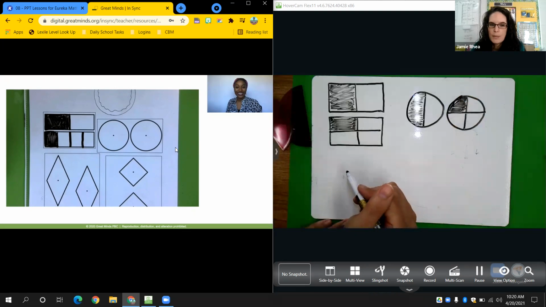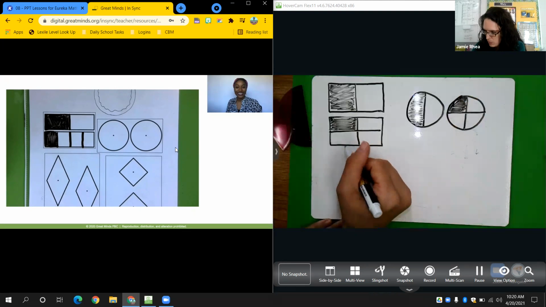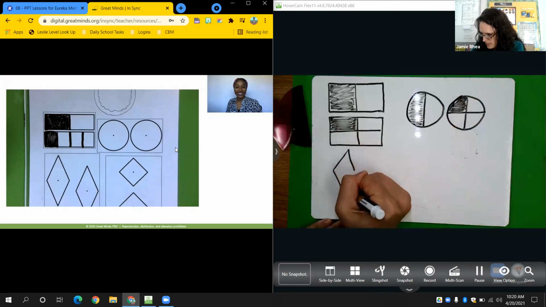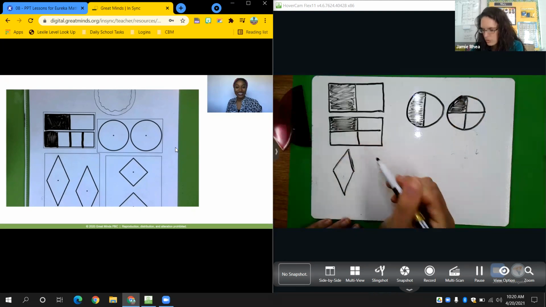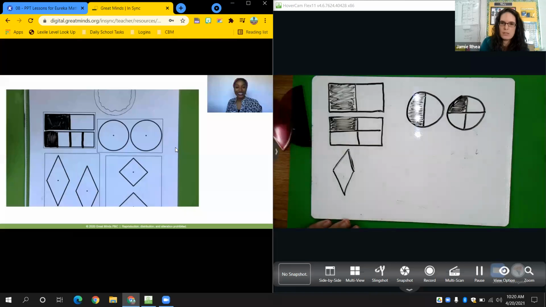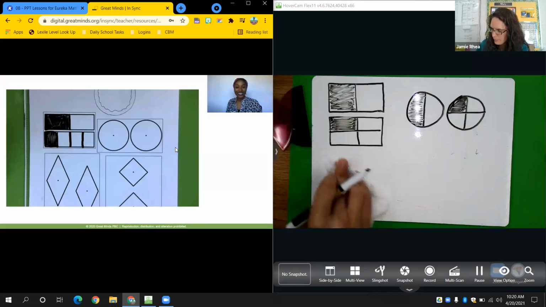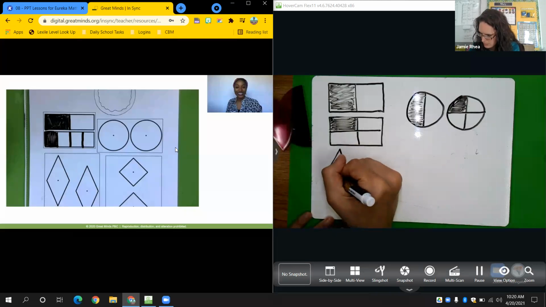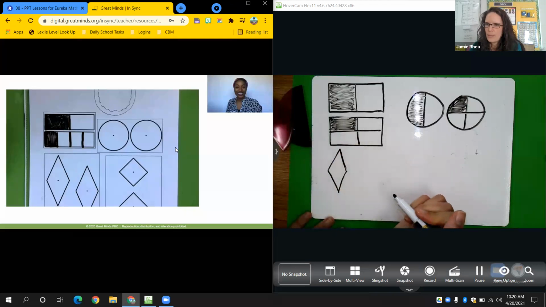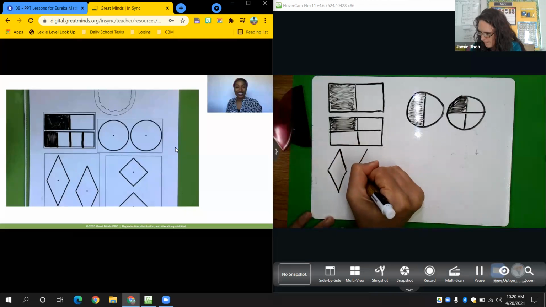Now we've got rhombuses. We've got 2 different size rhombuses. We've got this rhombus. The secret to drawing this rhombus is pretend you're drawing 2 triangles on top of each other. That's not very good, is it? Let's see if I can do that again. Okay, so there's part. There's part. We're trying our best here. It's okay if they're not perfect.